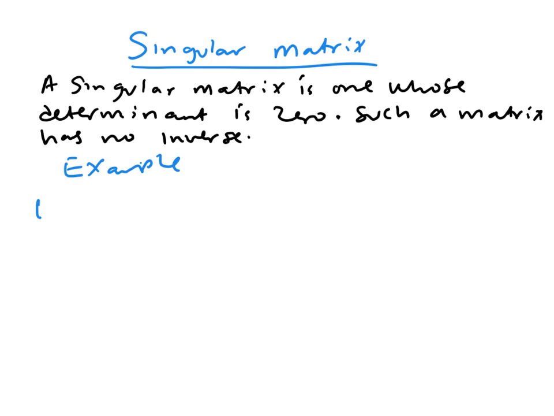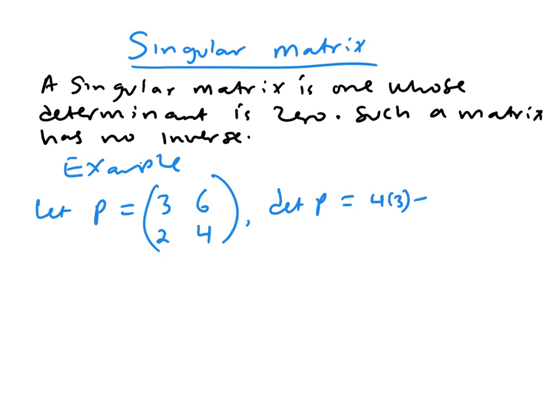So let P equal 3, 6, 2, 4. Okay. Now, what's the determinant of P? Okay, product of principal diagonal minus product of the secondary diagonal. This is going to be 4 by 3, which is 12, minus 2 by 6, which is also 12. So this will be 12 minus 12, and the determinant will be equal to 0.